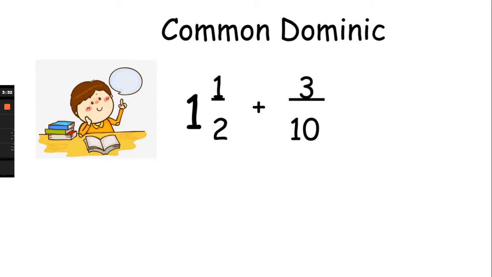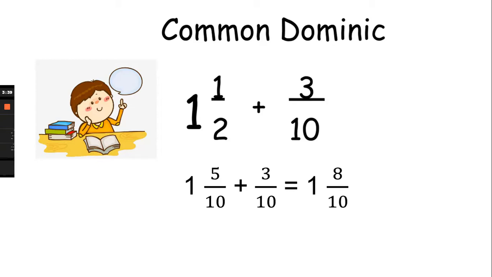Okay, let's see how we got on. I'm going to use a common denominator to add these fractions. I'm using the common denominator, 10. 1 5/10 plus 3/10 gives me 1 8/10. 1 8/10 is your answer, but I can see that 8/10 can be simplified. So 1 4/5 is your answer.